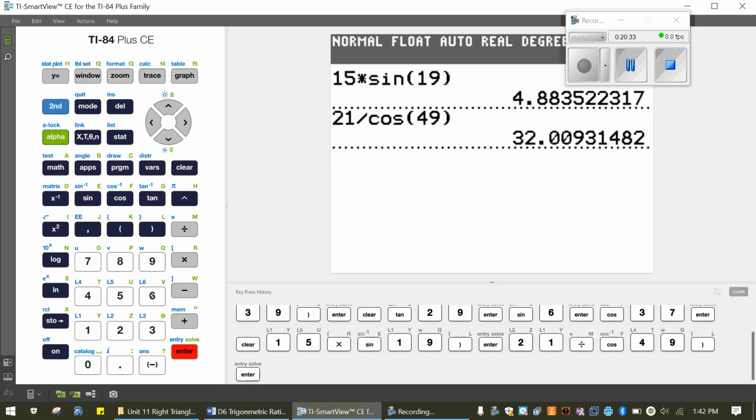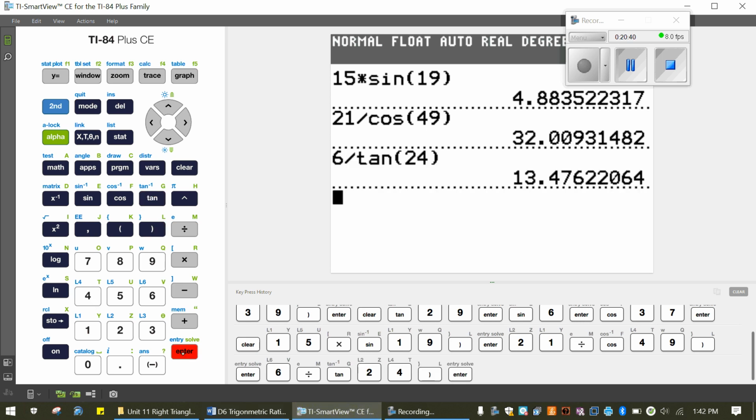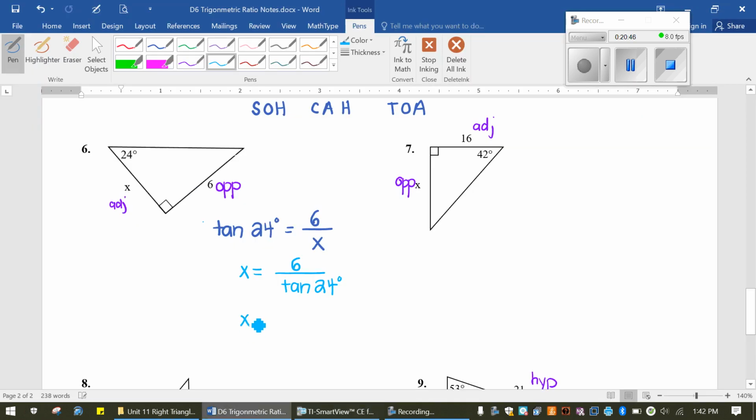Okay, so 6 divided by the tangent of 24 is 13.48. So x is 13.48.